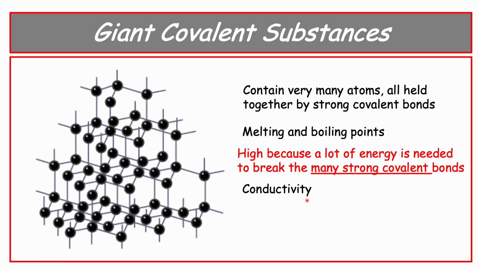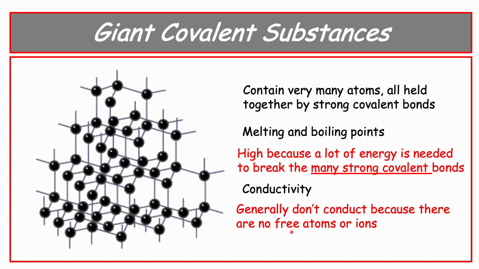If we think back to conductivity, we said we need charge and we need movement. In this case, we don't have ions because it's covalent. We do have electrons, but they're all fixed inside our covalent bonds, so we have no free electrons or ions. There is one exception, and we'll look at that in turn, but generally, giant covalent compounds or substances do not conduct electricity because there are no free electrons or ions. So our exception that we'll look at later on is graphite.